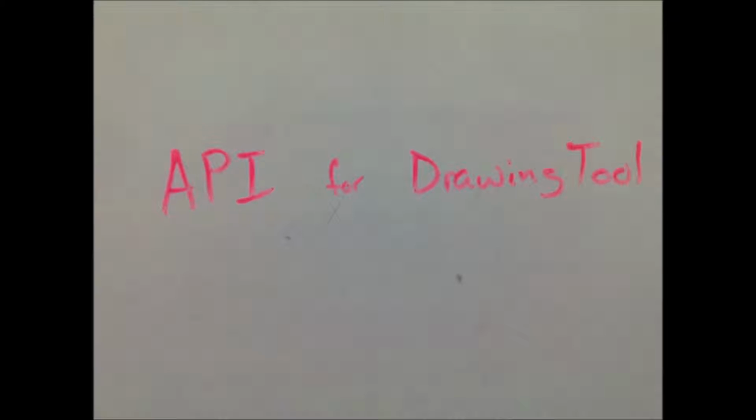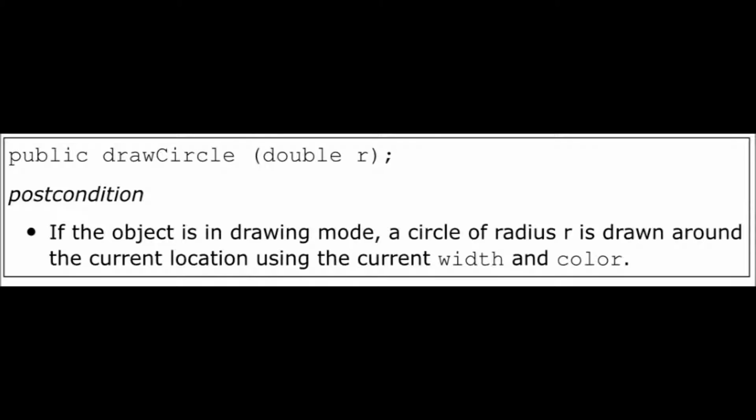You've already been looking at an API for Drawing Tool. The purpose of the handout A1.1 was to give you an introduction to the purpose of the class and how to use its various methods. When instructed to draw a circle, you probably looked at the handout and saw this: if the object is in the drawing mode, the circle of radius r is drawn around the current location using the current width and color. This tells us exactly what we need to know to use this method. We have the name of the method and the type of the arguments it takes. We also know what will happen after the method is called. This is not the official Java format for an API, but it accomplishes the same thing.